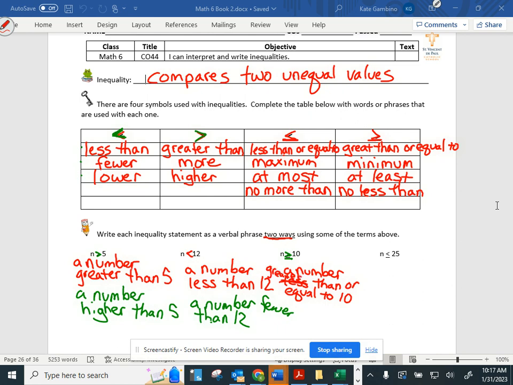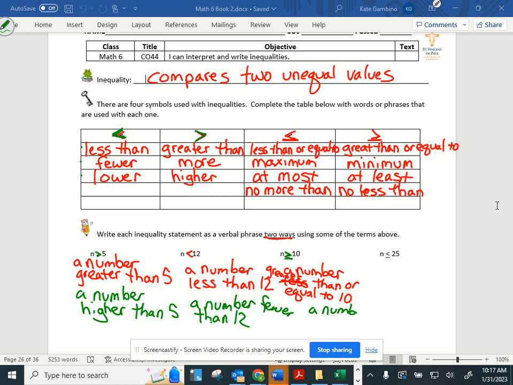I'm still making that same mistake. I thought we're going less than, and wasn't paying close enough attention. It's that easy to make a mistake. Really look at the symbol. So Nolan, say yours again. A number at least 10.